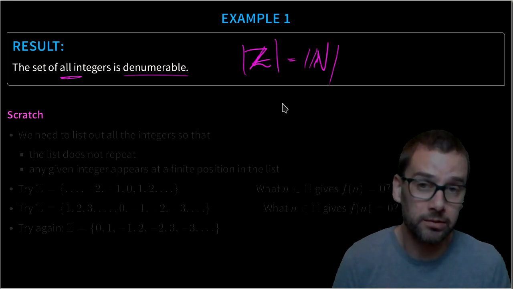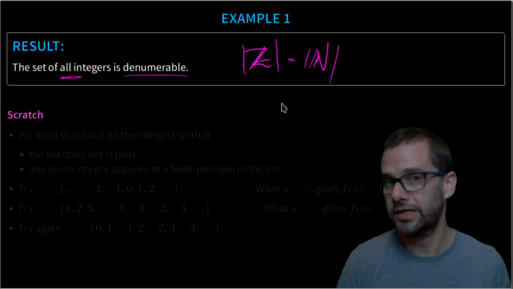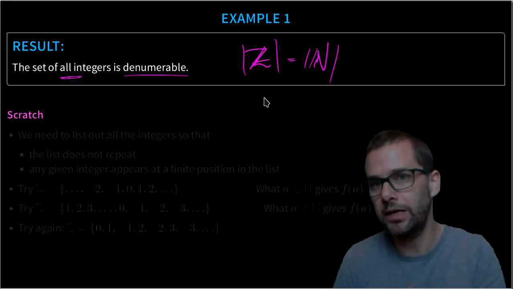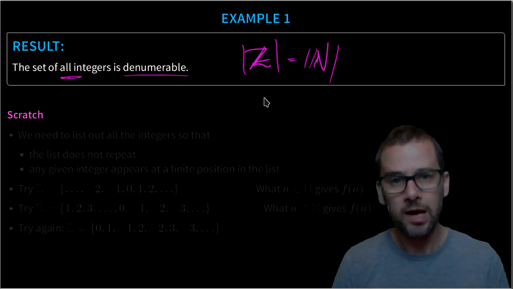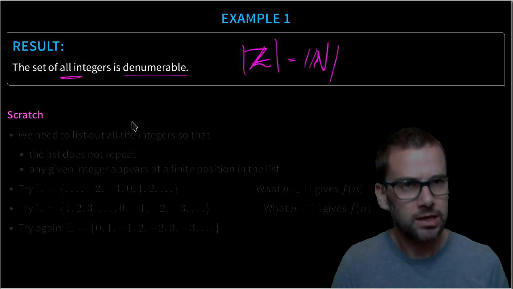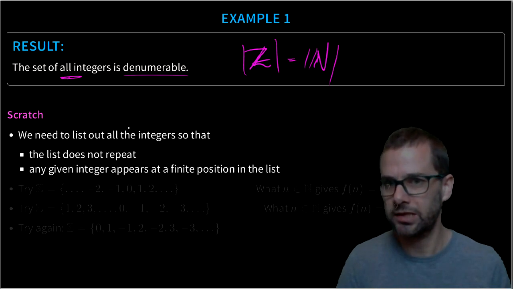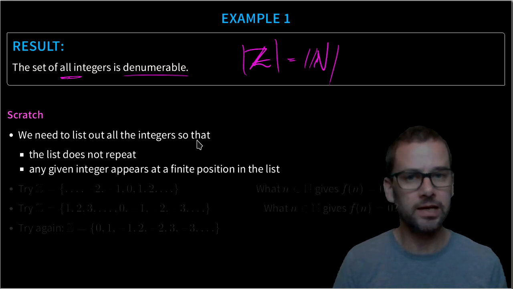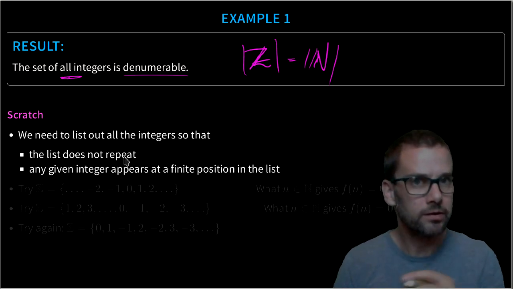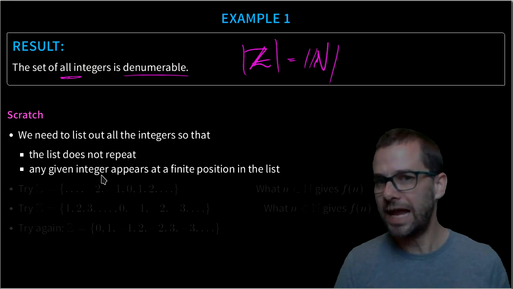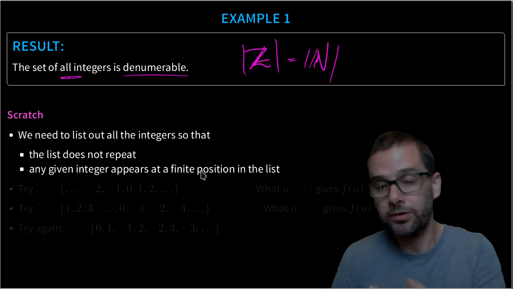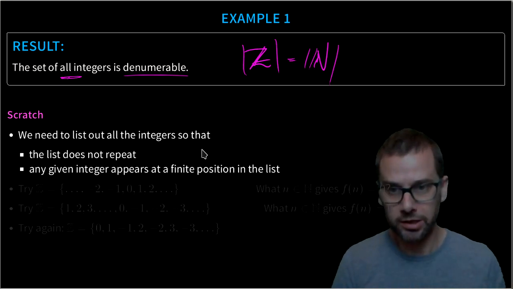But this is an example of one of the weird things that infinite sets do that finite sets do not do. And it's also an example of why we really need all that machinery of functions to help us navigate this weirdness. Okay, so let's see how we make this work. So we're going to do it by making a nice list. So we need to list out all the integers, so everything in z, so that the list does not repeat, so that we're defining an injection, and so that any given integer appears at some finite position in the list, so that that function is also surjective, to make sure it's a bijection.